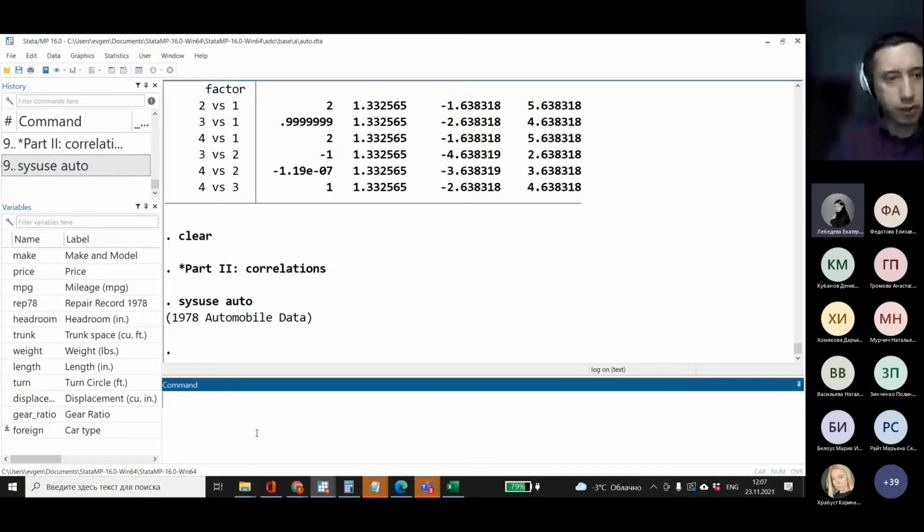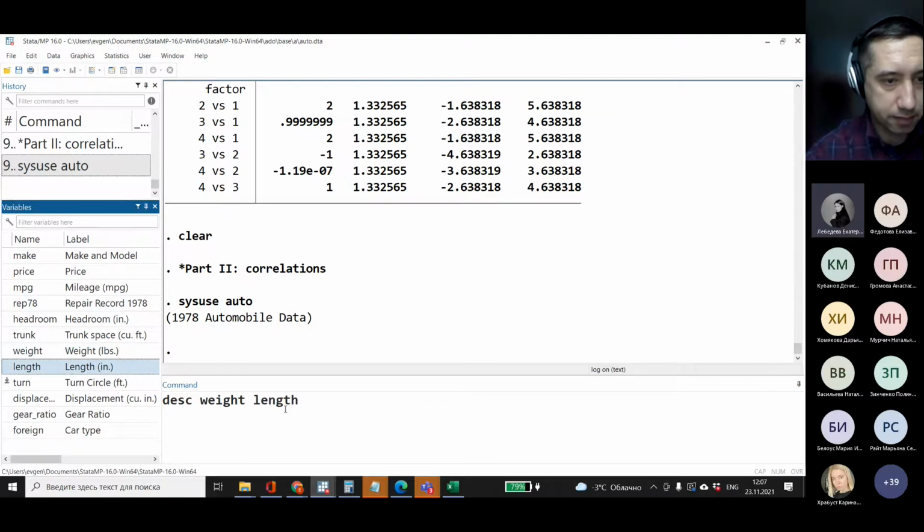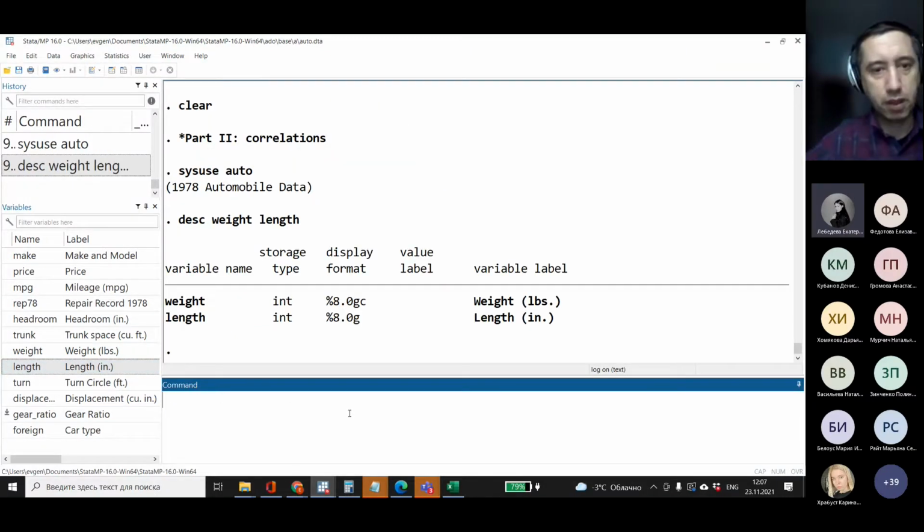Okay, well, our job here is simple. We need to find a correlation between two variables, weight and length. We have to find the correlation between these two variables. First step is to create a scatter plot.